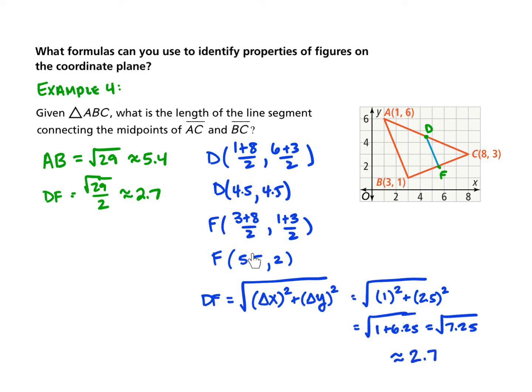So you can see I could have done this route, finding these coordinates and then finding the distance between them, or this route, which means I just need to remember that that would be half as long as this segment.